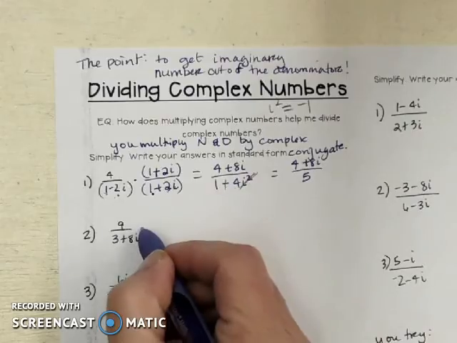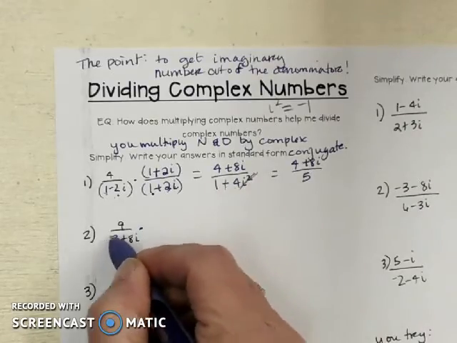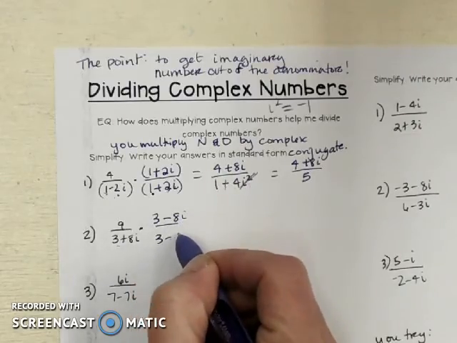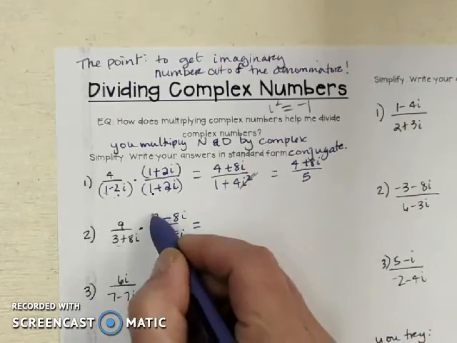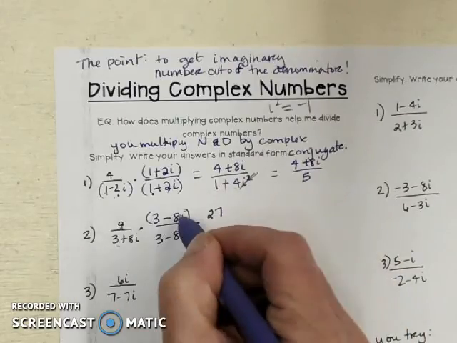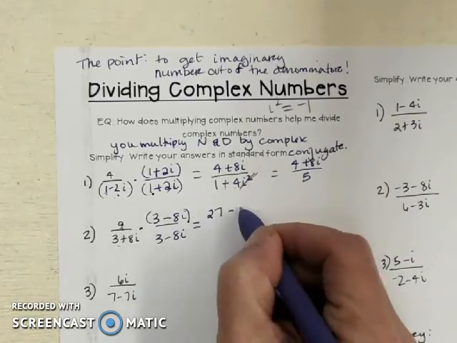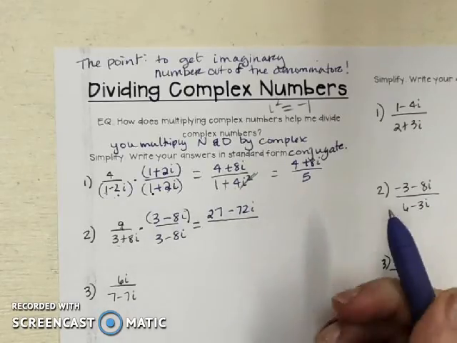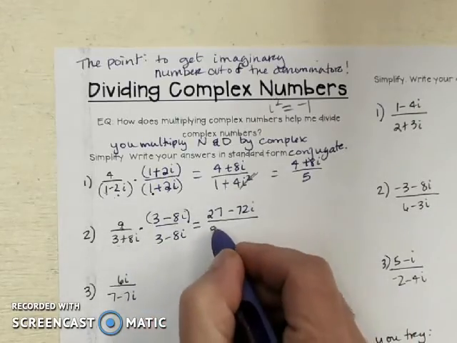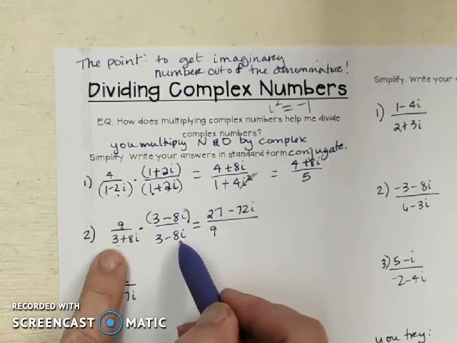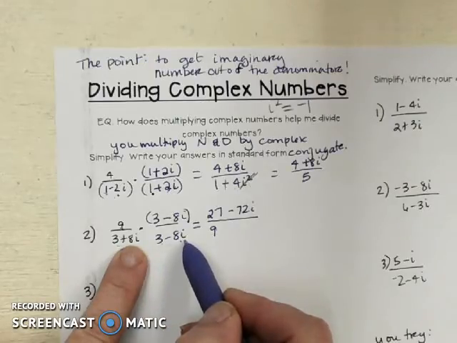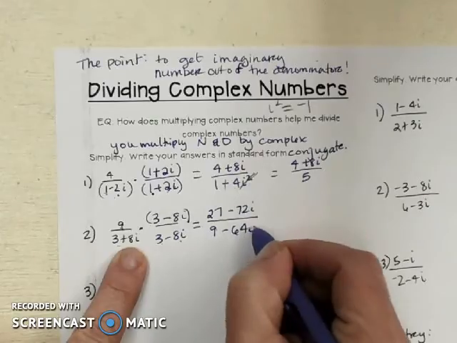Okay, let's do this one. My complex conjugate is going to be the opposite of my denominator, so it's going to be 3 minus 8i. So you're going to use your distributive property on the top. 9 times 3 is 27. 9 times negative 8i gives me negative 72i. Over, and this is the easy part, really this is the easy part, 3 times 3 is 9. This negative 24i and positive 24i is going to be 0. And then you multiply 8i times negative 8i and you get negative 64i squared.